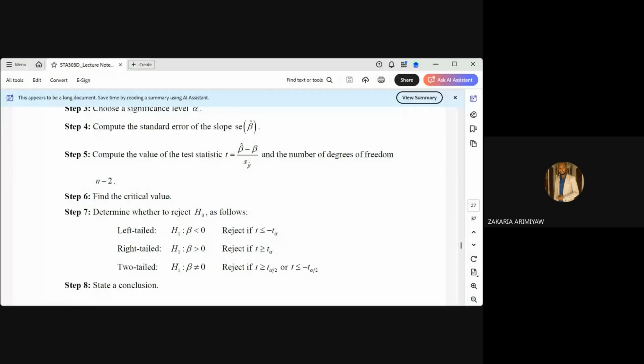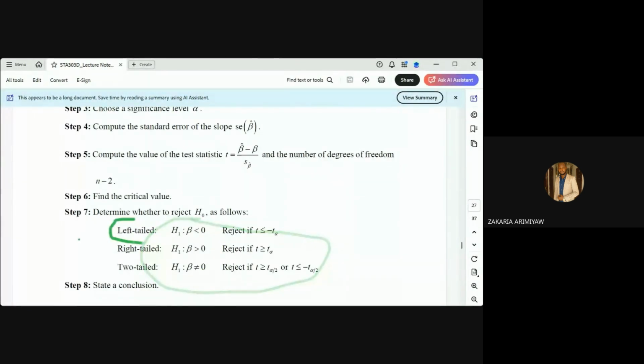Now, when we finish calculating the value of the test statistic, we find the critical value, which will help us to construct the critical region, thereby providing the decision rule. So these are the decision rules.